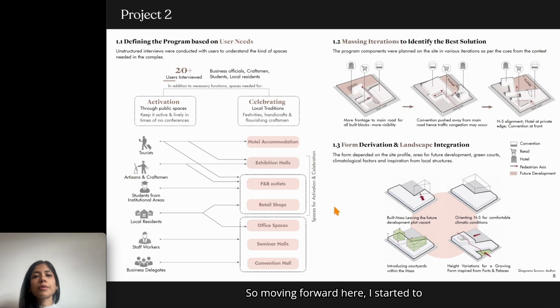Moving forward, here I started to explain the area program of the project, because in an architectural project, the area program literally forms the basis of anything and everything that you're going to do ahead. Since this was a part of the project, where we had to define the different functions that we are going to give within our project, it was important to discuss that at this stage.